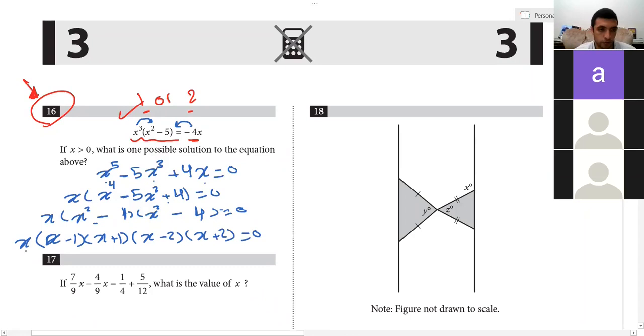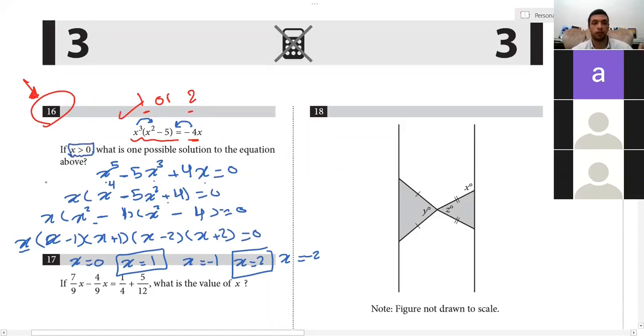So it's now completely factorized, and I have 5 values. When x stands alone, x equals 0. If x minus 1 equals 0, x equals 1. X plus 1 equals 0 gives x equals negative 1. X equals 2, x equals negative 2. I have 5 values, but I'm going to take only the positive ones, x equals 1 and x equals 2, because he said x is more than 0. So it's 1 or 2.